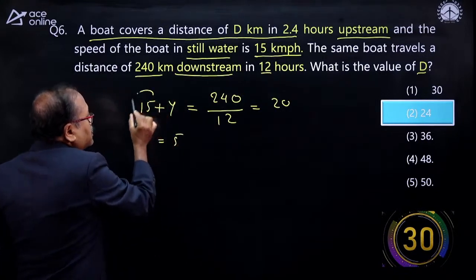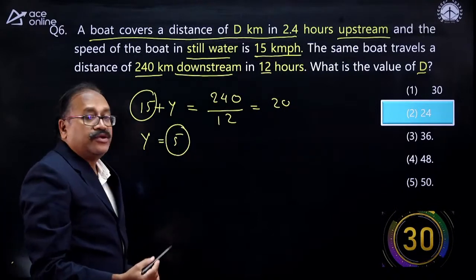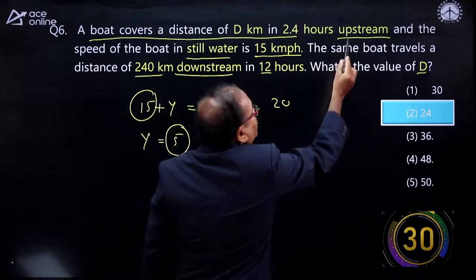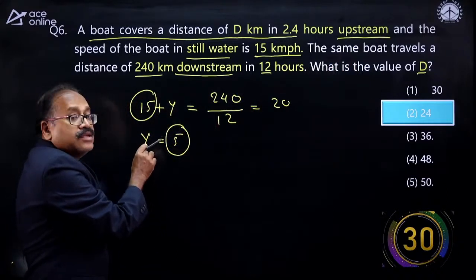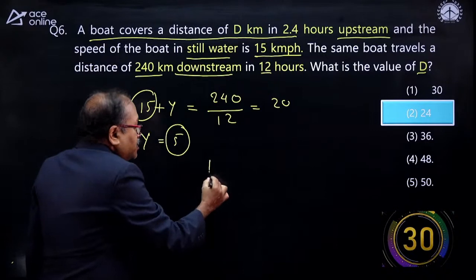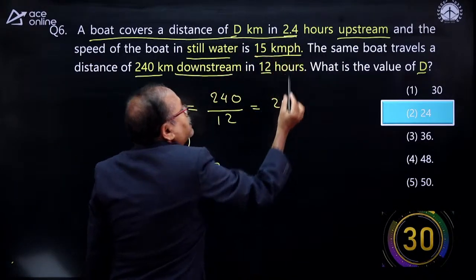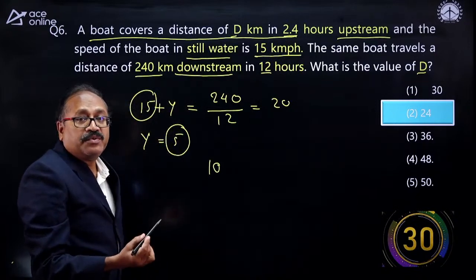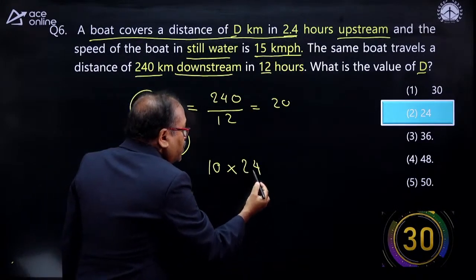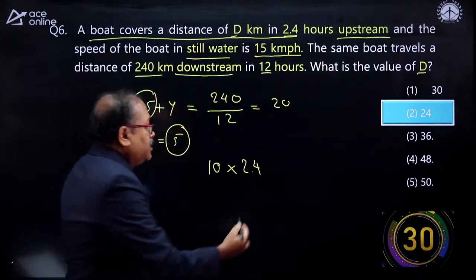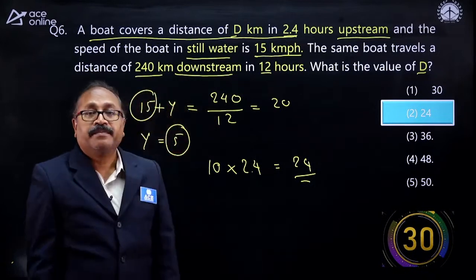So we have x here and we have y here, so I can find out the upstream speed. The upstream will be x minus y, that is 10 km per hour. It travels d distance in how many hours? 2.4 hours. So what will be the distance? The distance is speed into time, 10 into 2.4, which you have rightly said is 24. That's great.